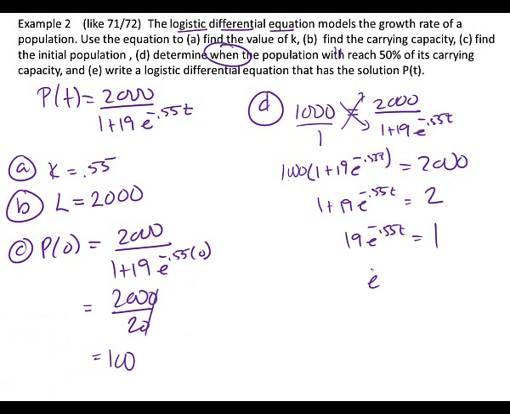Okay, Kaylee says divide by 19. Are we all with her? We should just let her teach it today. Okay, what do I need to do to get rid of the e? I'm just going to do it in that line rather than rewriting. I'm going to be a little bit lazy. So that's going to get rid of this here. So I've got negative 0.55t equals the natural log of 1 over 19.